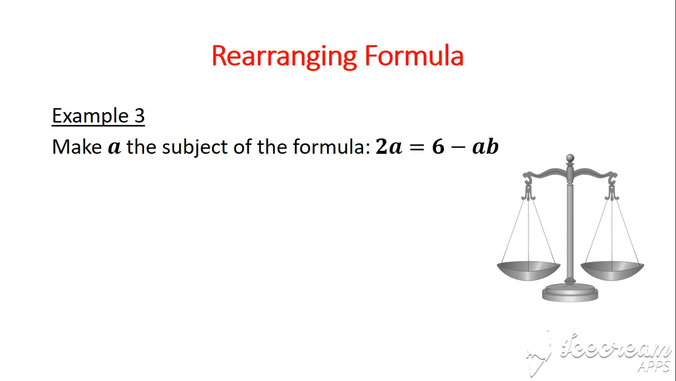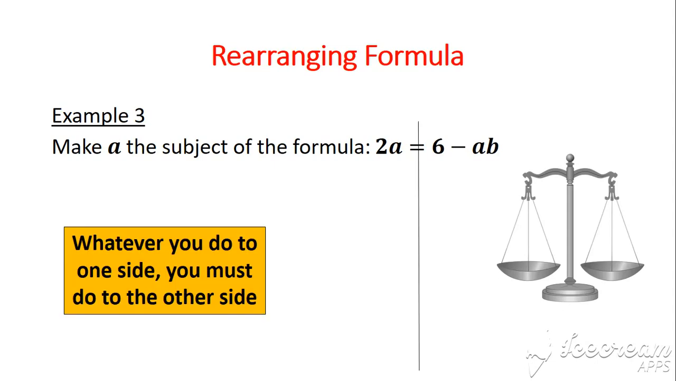Right, example 3, a little tricky one to finish with. We're going to make a the subject of the formula 2a equal to 6 minus ab. Now the problem with this one is we've got a's on both sides of the equal sign. Right, well, we're going to have to do a little trick here. First thing to do is to get all the a's on one side. So see that minus ab, we're going to plus ab on the right-hand side and plus ab on the left-hand side. The minus ab and plus ab will cancel, leaving us 6 on the right-hand side.